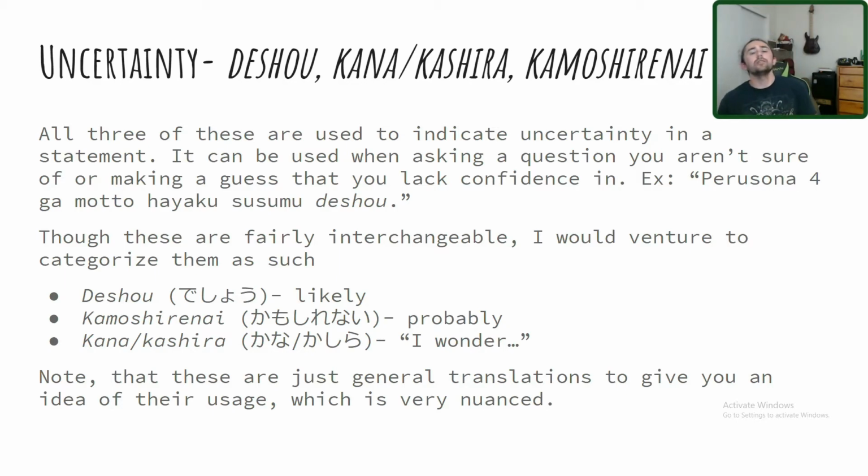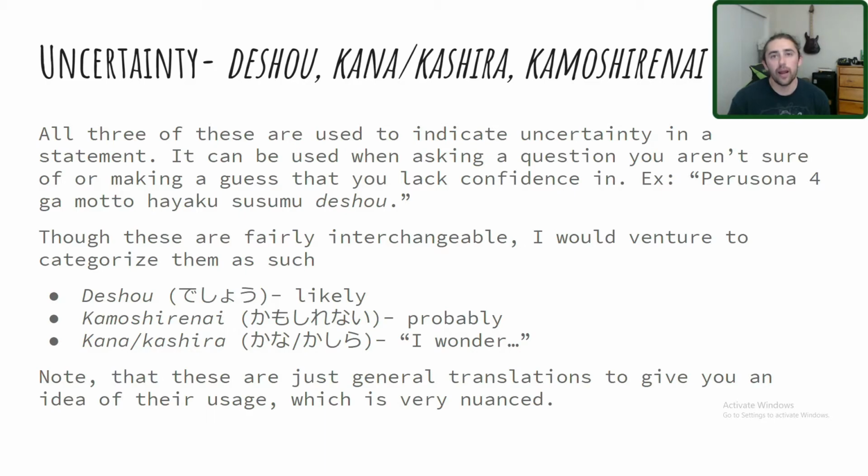So now we've got uncertainty, which we've got a lot of ways to show that we're uncertain about things. Lots of options. So all 3 of these are used to indicate that you're uncertain about something.